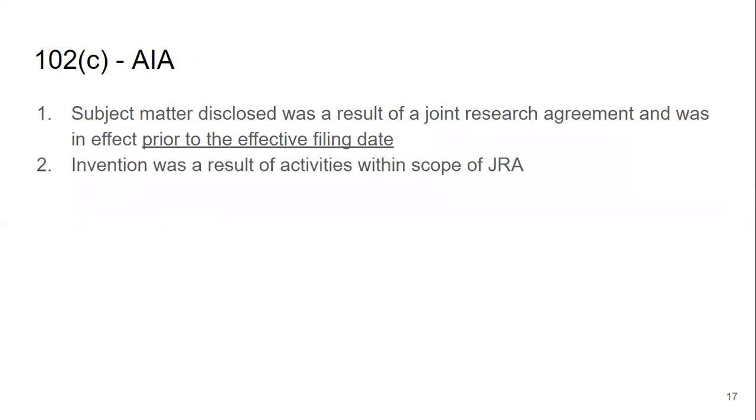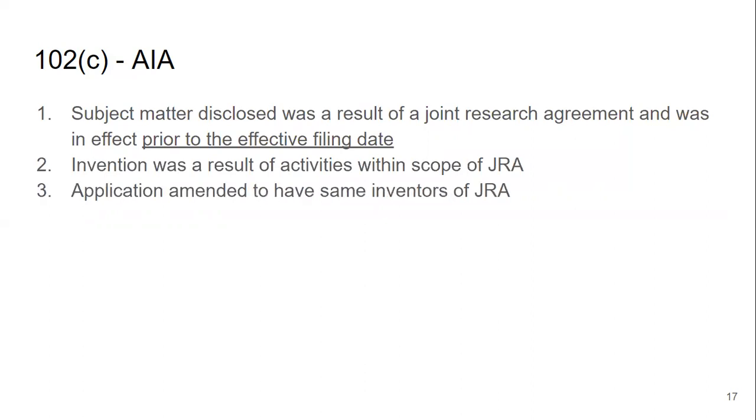So the invention has to be a result of activities within the scope of it. If it was an offshoot or was not within a very generous view of the scope, then it does not get the exception here. And a lot of times you have to amend the application to have the same invention as the JRA if they are not already the same.